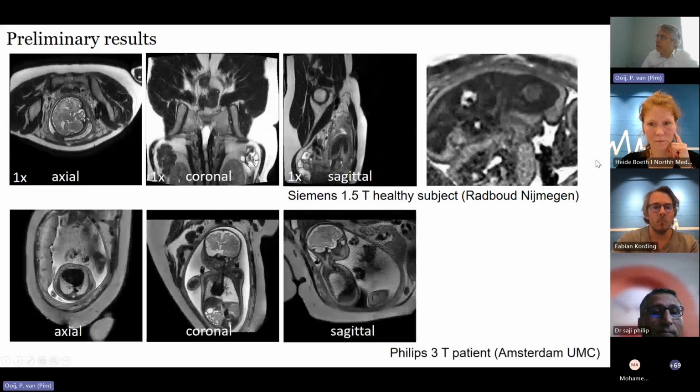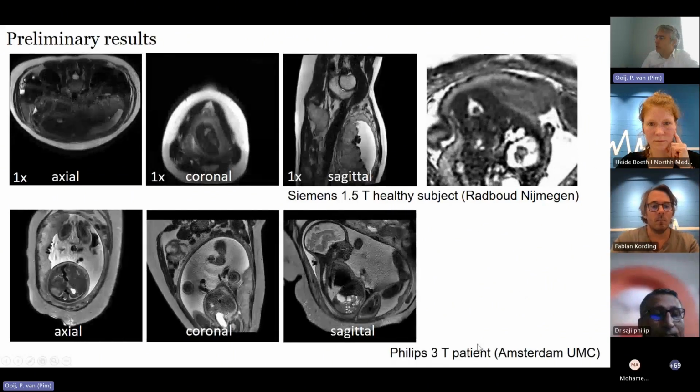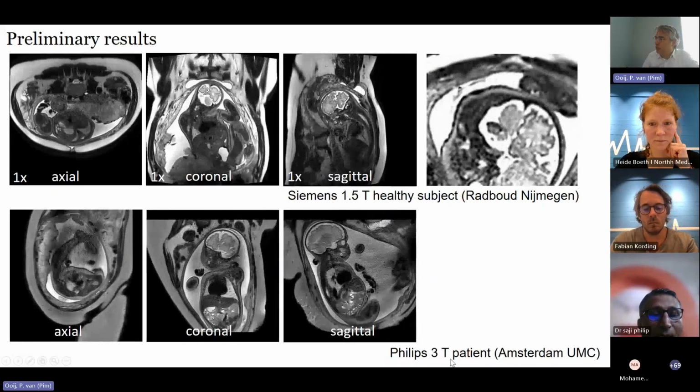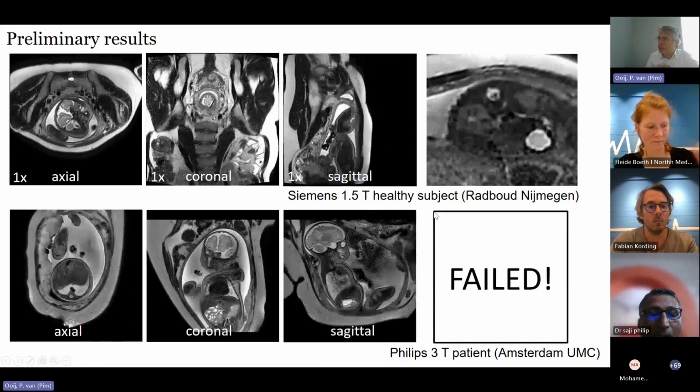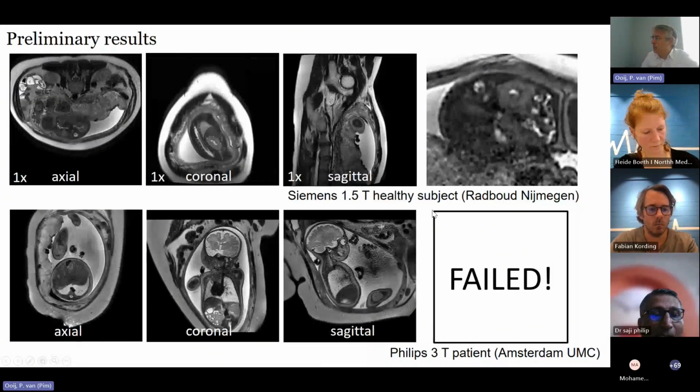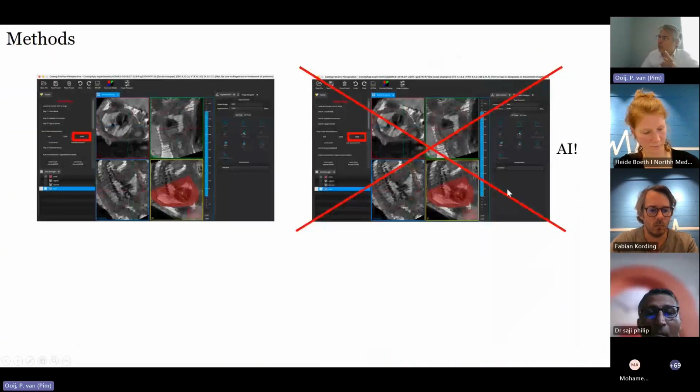And we did a case on 3T, on the Philips in Amsterdam, and here, unfortunately, our reconstruction failed. And I will show you why in a few slides. But first, there has been some progress. No longer do we have to draw these regions of interest manually, but AI can do that now.